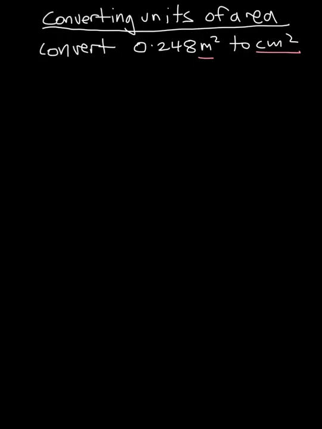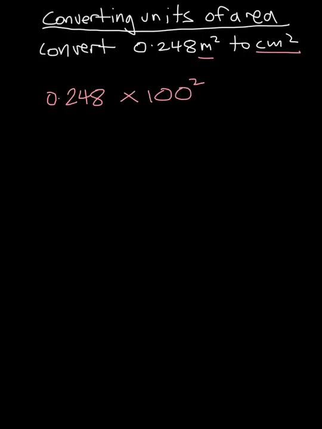The first thing we do is we write 0.248. Now the way we think of it is like this. If I was going to go from metres to centimetres, I would multiply by 100. But I'm going from metres squared to centimetres squared, so I multiply by 100 squared.